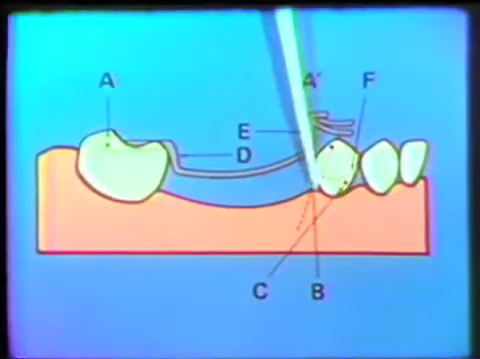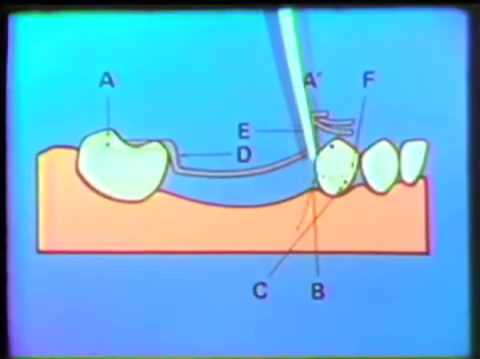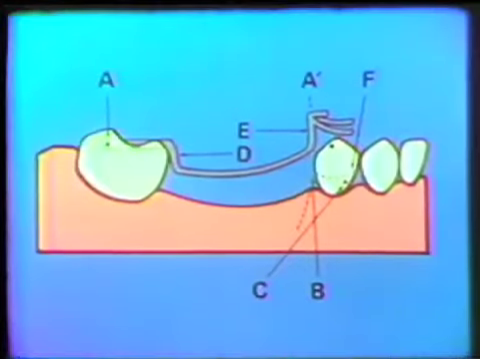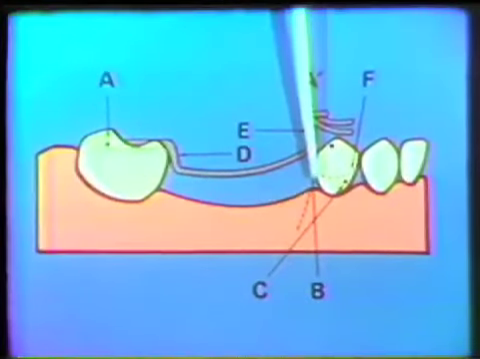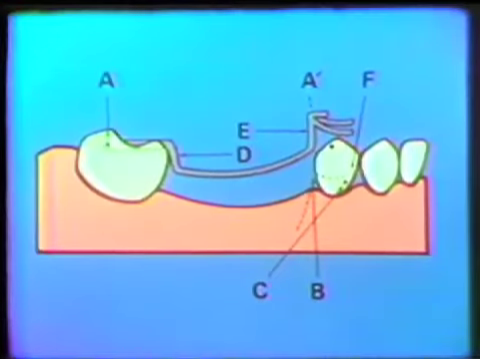A' represents the arc of rotation, which the minor connector E will follow as it is rotated into position. Area B, then, is the space which must be blocked out in order that the minor connector may be seated without interference.